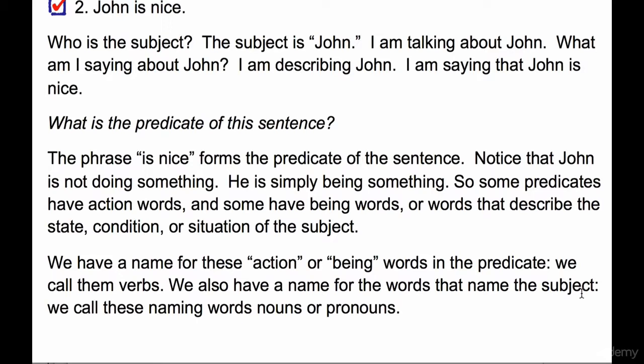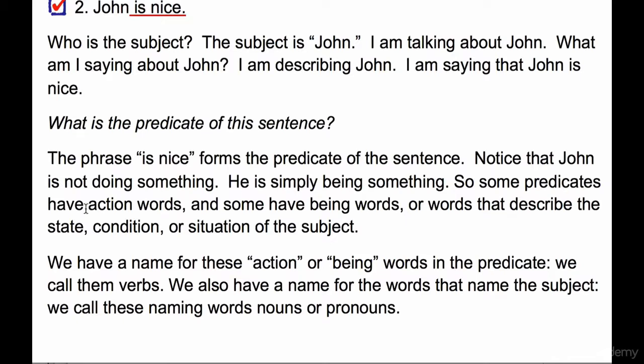And remember, we said that the predicate section must complete the sentence with a thought that shows what the subject is either doing or being. In other words, a thought that describes the situation, state, or condition of the subject, or tells me what the subject is doing. So the phrase is nice here. This phrase is nice. That's my predicate section. Forms the predicate of the sentence. Notice that John is not doing something. He is simply being something.